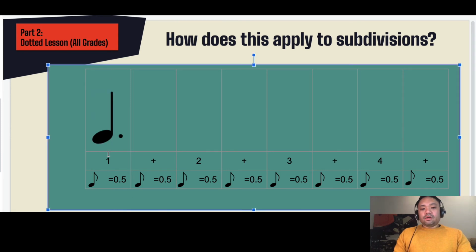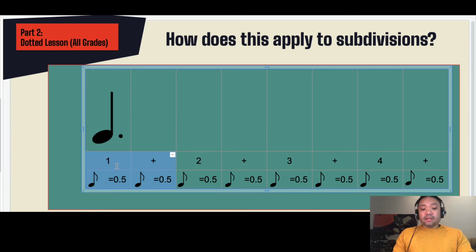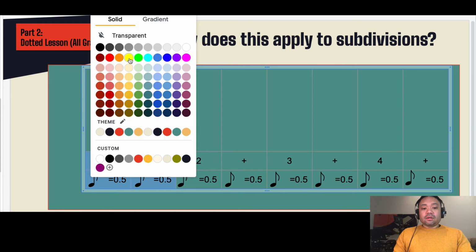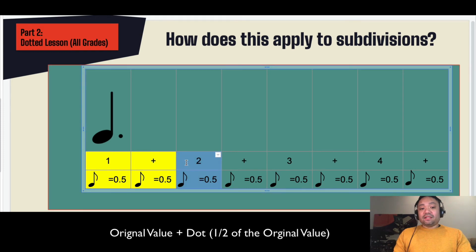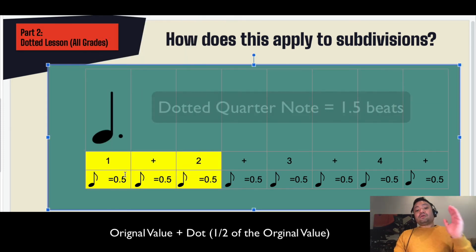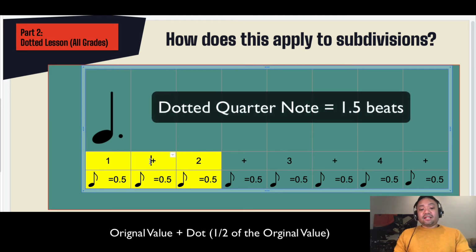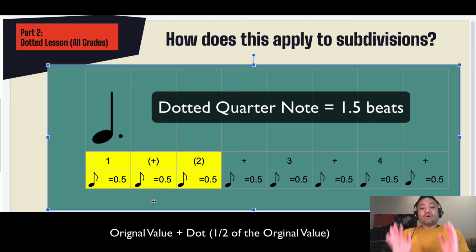We know that a quarter note is how many beats already? Exactly. A quarter note is 1 beat, so 0.5 plus 0.5 is 1 beat. But now we're going to add the dot. So we add another half of a beat to it. So now it gets 1.5 beats. So a dotted quarter note gets 1.5 beats, and we're going to subdivide it as 1 and 2. I'm going to put these in parentheses because we don't clap there. 1 and 2.